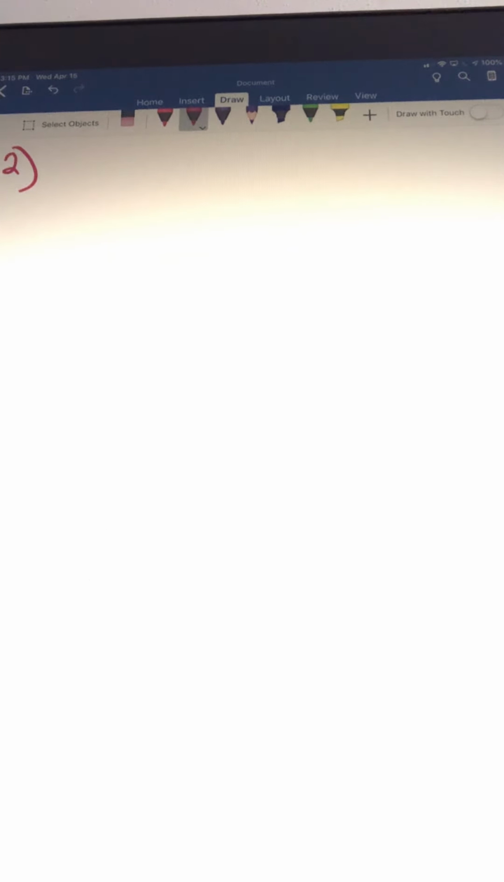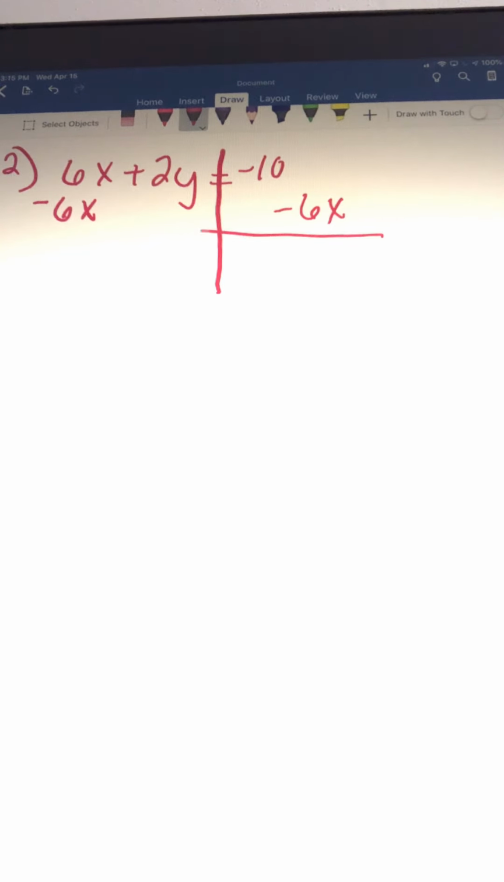The problem is 6x plus 2y equals -10. First step, get it into y equals mx plus b. If you're looking at this, you should know the x must move to the other side. So here we go. Subtract 6x to both sides. Now, we get rid of the x's. We have 2y equals negative 6x minus 10.